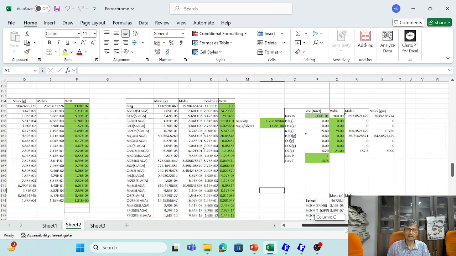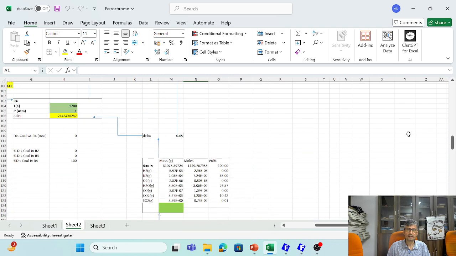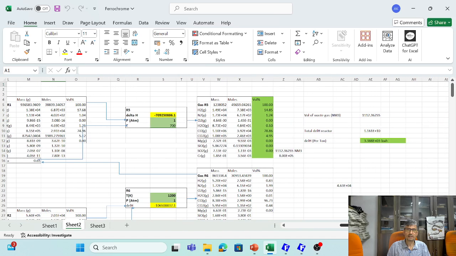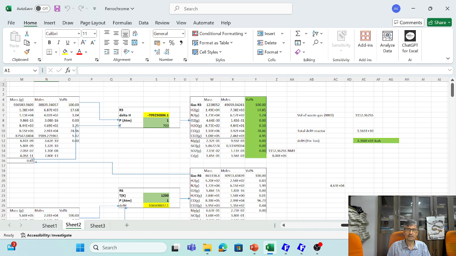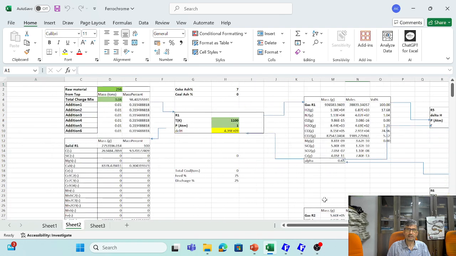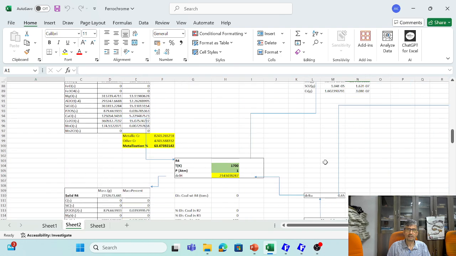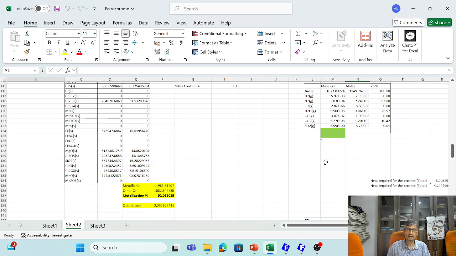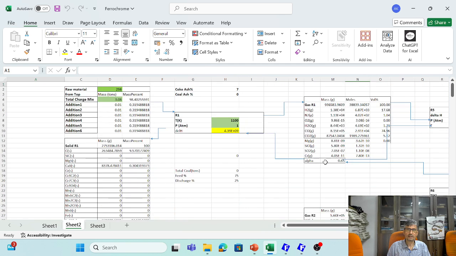Yes, energy calculations have also been made, and top gas compositions have also been made. So around 70 to 80% of carbon monoxide in the waste gas, and around 3,400 kilowatt hour per ton of energy is being consumed in the submerged arc furnace for the case which I have studied. And then the effect of various operating parameter changes.